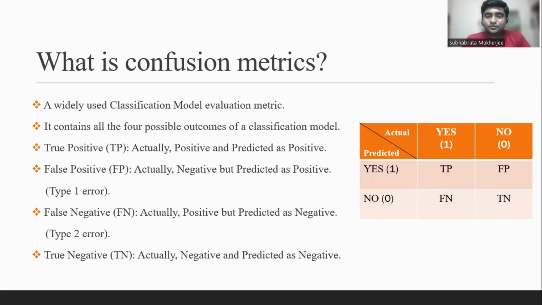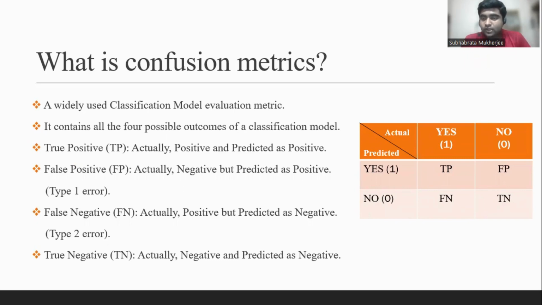Now, what is a confusion matrix? Confusion matrix is a well-known classification model evaluation matrix. It contains 4 possible values. There are 2 parts, the actual values and the predicted values. As you can see from the figure, the actual ones are horizontal and the predicted ones are vertical. Yes is considered as 1, no is considered as 0 in both cases.